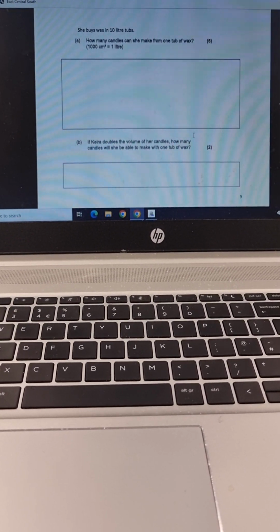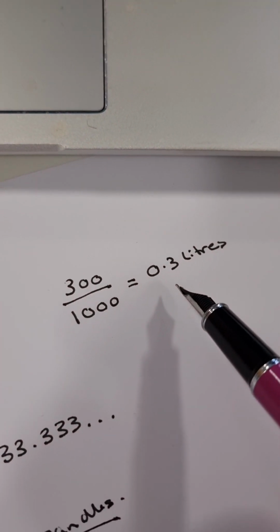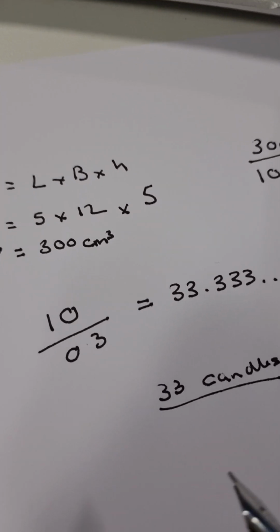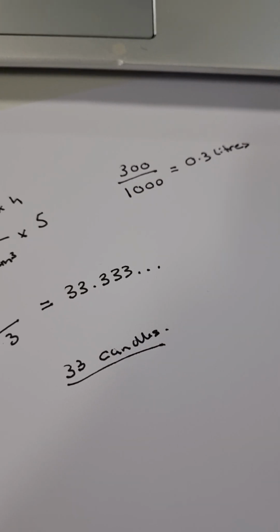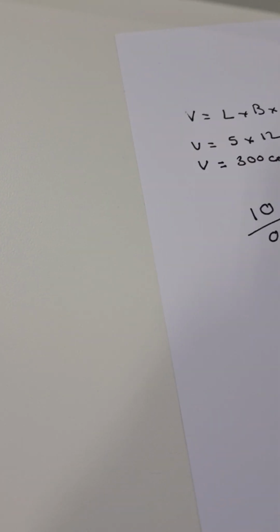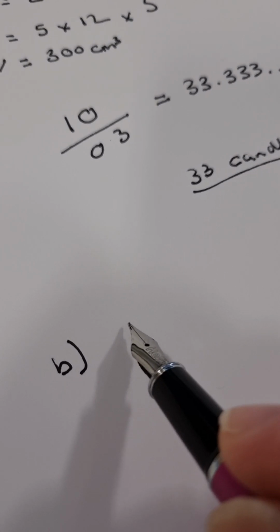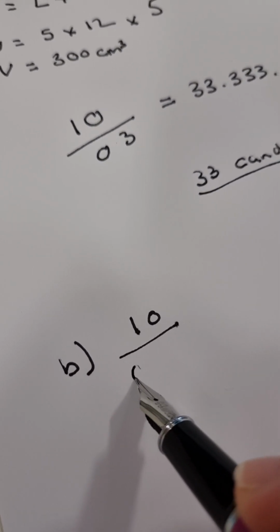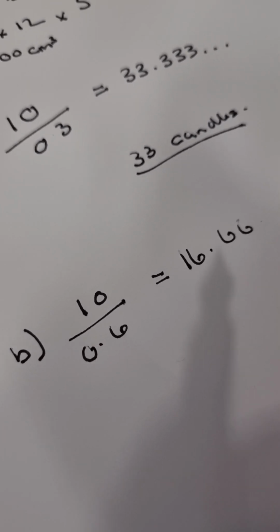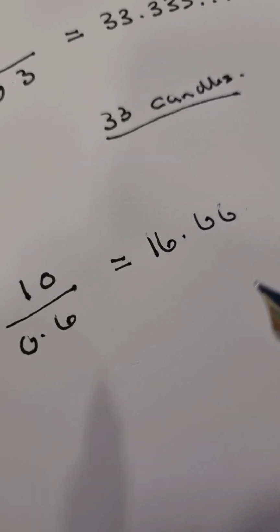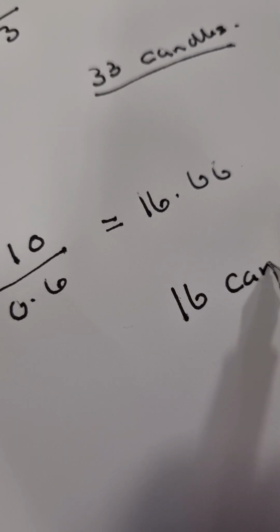Now for part B, it said if Kira doubles the volume of her candles, how many candles will she be able to make with one tub of wax? So if she doubles that to 0.6, it is then 10 divided by 0.6, which equals 16.66. So this is part B. So it'll be 10 divided by the doubled number, which is 0.6, which equals 16.66 continuous. And of course you can't have 0.66 of a candle, so it's 16 candles. And that's the first part complete.